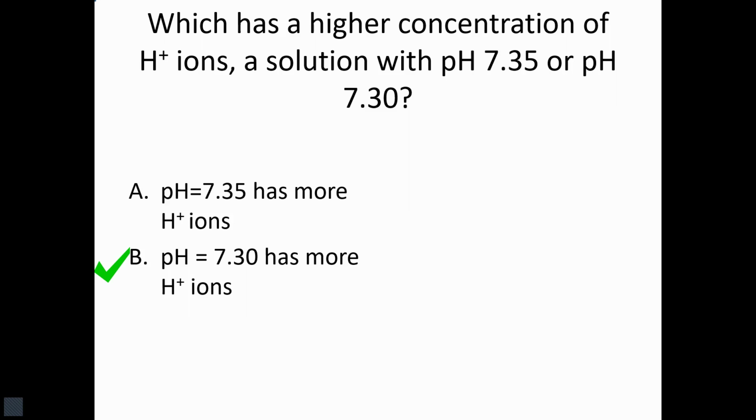Another way you can think about this is pH less than 7 is acidic and pH greater than 7 is basic. Acidic solutions have more proton ions than hydroxide ions, whereas basic solutions have more hydroxide ions than they do protons.